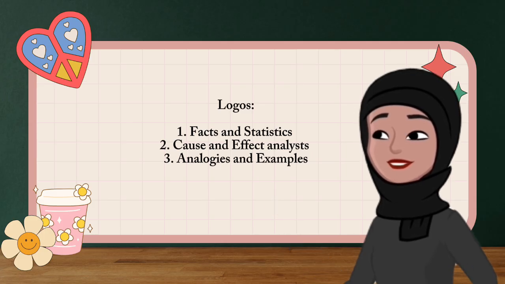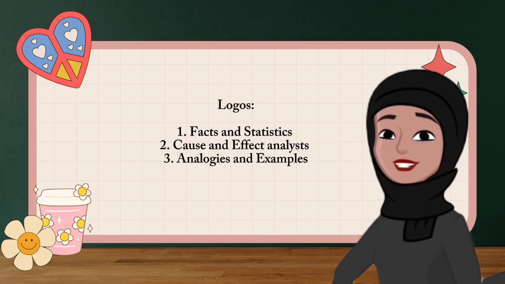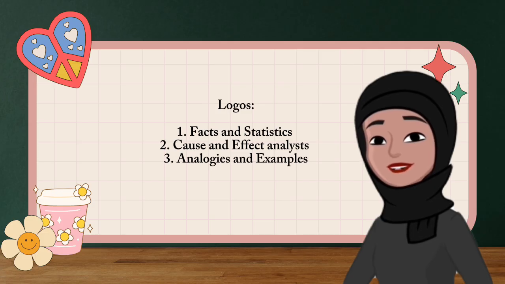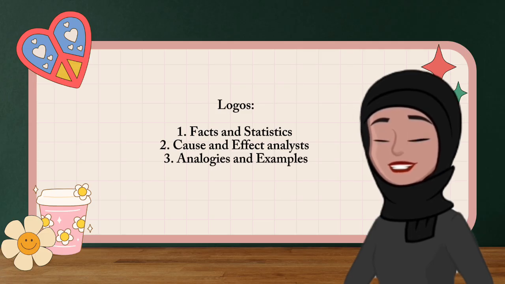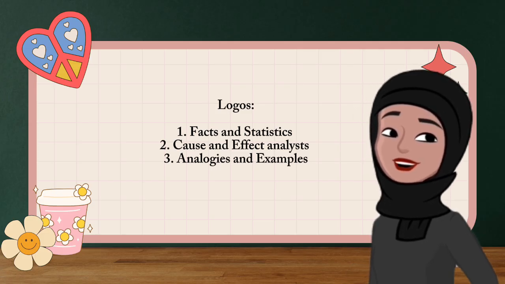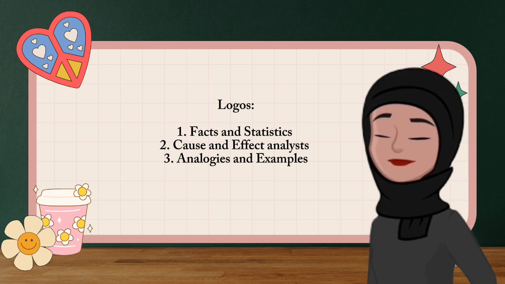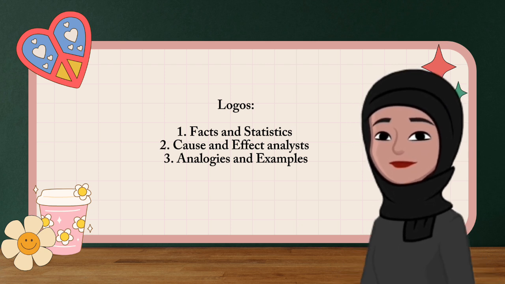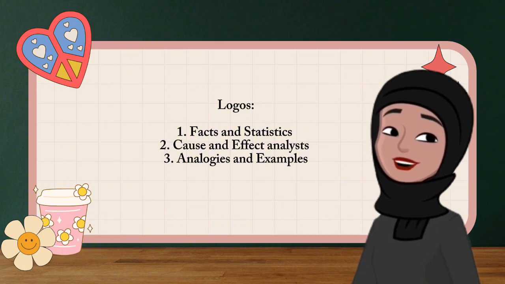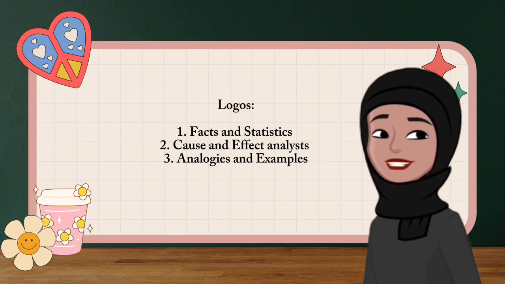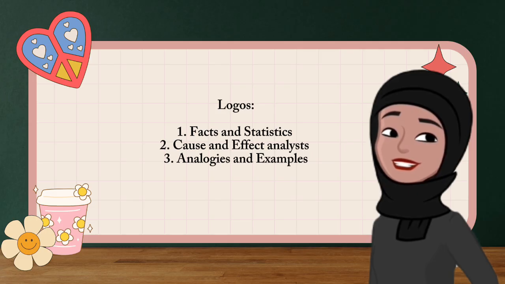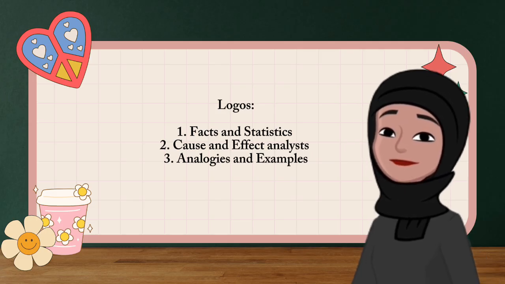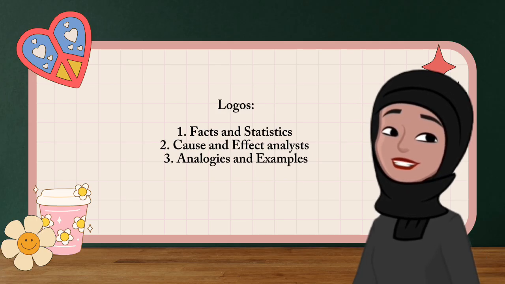Cause and effect analysis. Demonstrating clear cause and effect relationships between events strengthens your argument. Analogies and examples. Using analogies and real-world examples can make complex ideas more accessible and understandable. Blending the appeals. Effective persuasive writing doesn't rely solely on one appeal. Instead, it skillfully weaves together ethos, pathos, and logos to create a multifaceted and compelling argument.